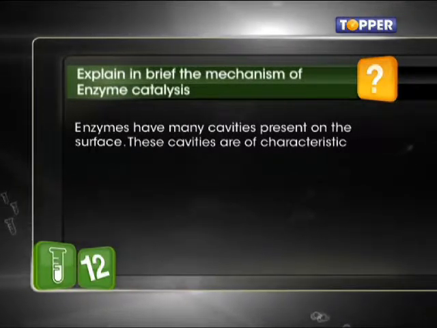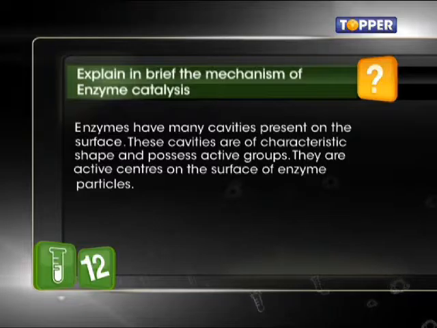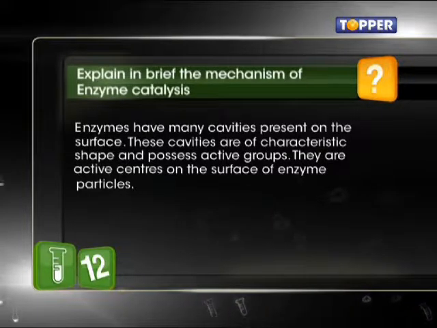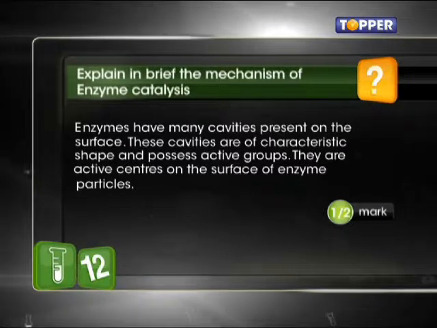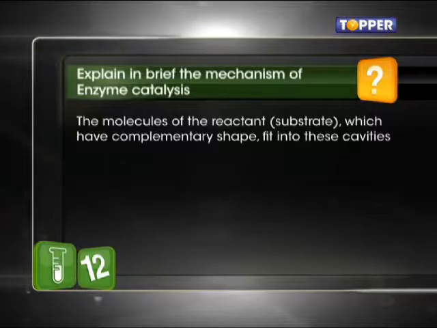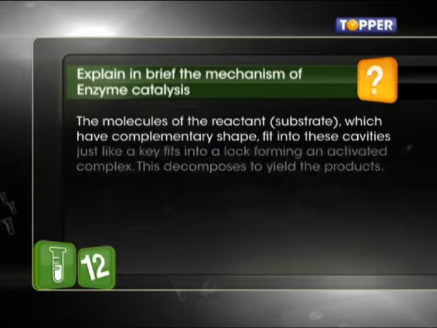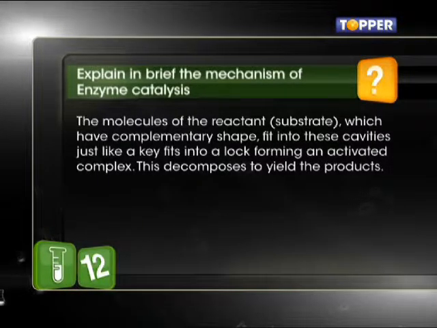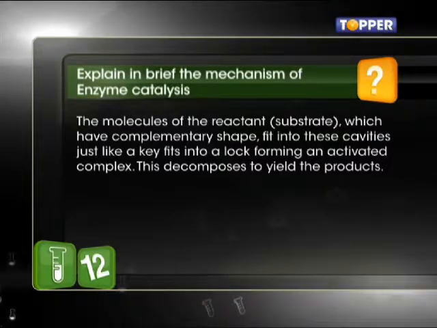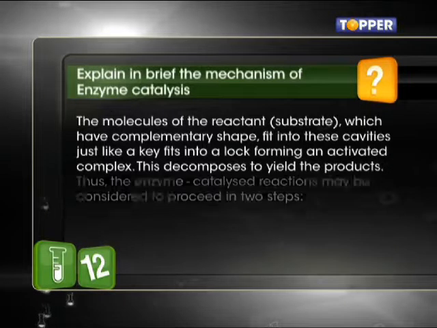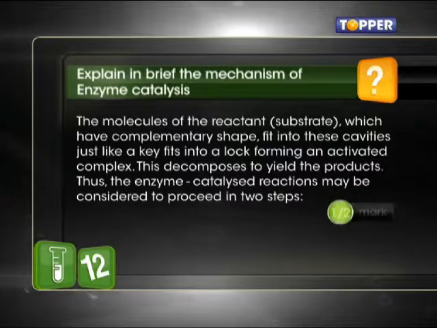Enzymes have many cavities present on the surface. These cavities are of characteristic shape and possess active groups. They are active centers on the surface of enzyme particles. The molecules of the reactants or substrate, which have a complementary shape, fit into these cavities just like a key fits into a lock, forming an activated complex. The activated complex decomposes to yield the products. Thus, the enzyme-catalyzed reactions may be considered to proceed in 2 steps.